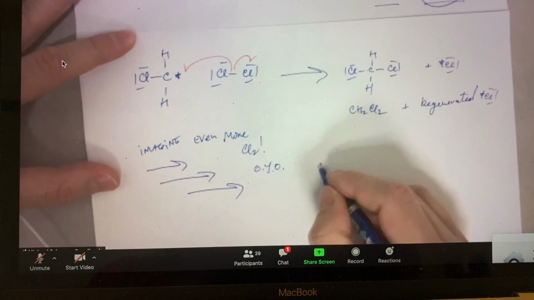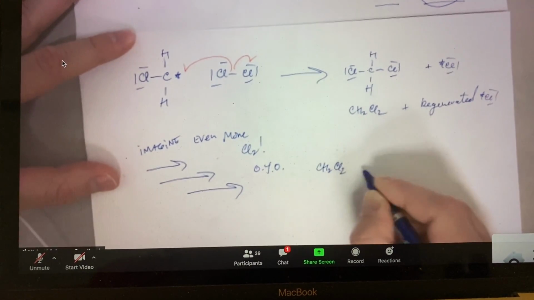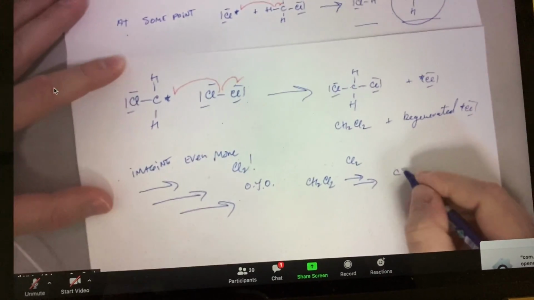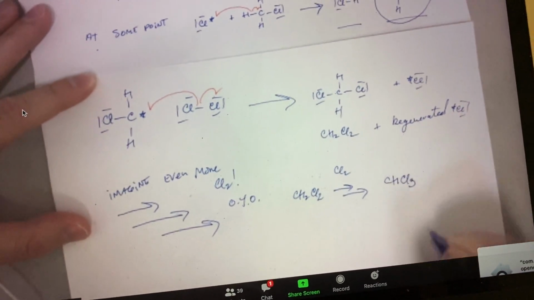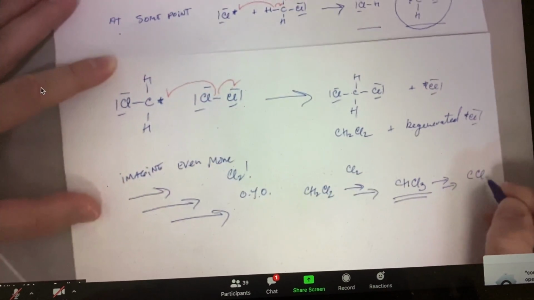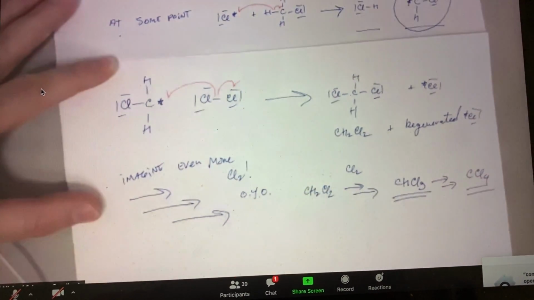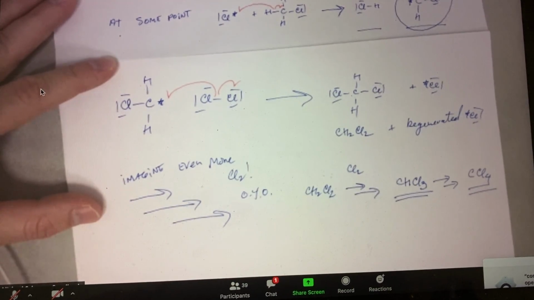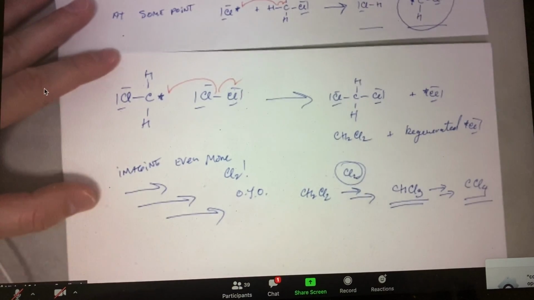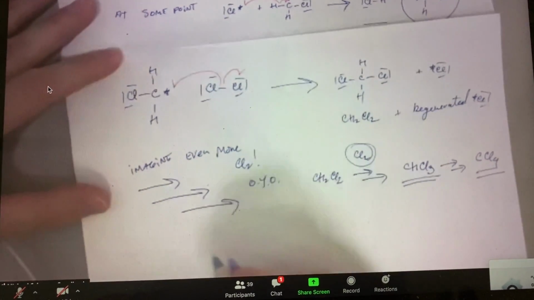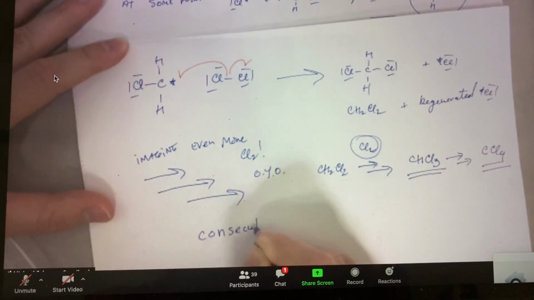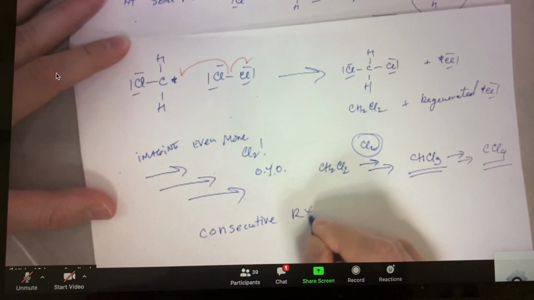I want you to take CH2Cl2, and with chlorine, I want you to work your way towards CHCl3. And then finally CCl4 through a series of multiple propagation steps. Just keep imagining that we never run out of chlorine, that we can just keep going over and over again. This series of events is called consecutive reactions.